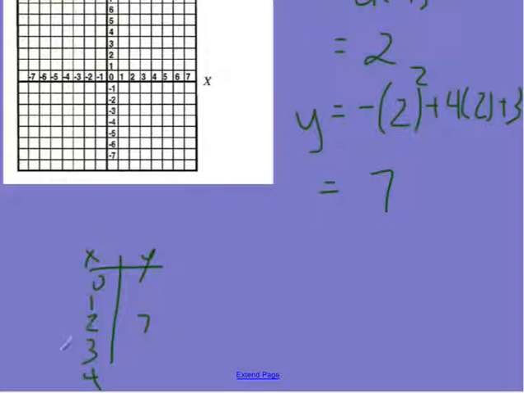What I would like you to do is plug 3 and 4 in for x and pause the video. I'm going to fill the chart in, but I want you to try it on your own. Make sure you're plugging it in correctly. If you're not, come and show me and I will help you. So go ahead and pause that video.